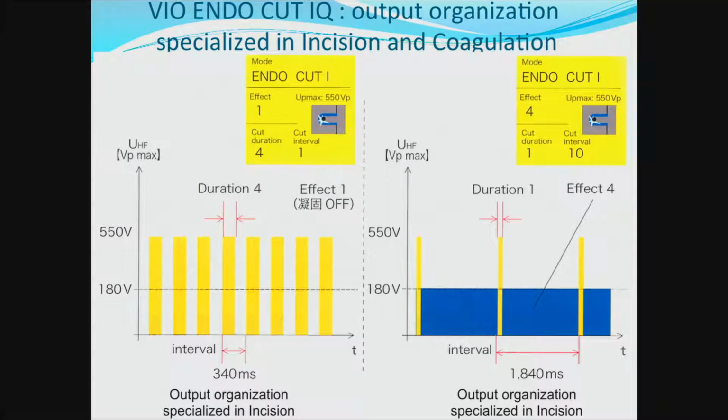In cut IQ, the wave pattern with highest incision performance is effect 1, cut duration 4, and cut interval 1. That with the highest coagulation performance is effect 4, cut duration 1, cut interval 10.